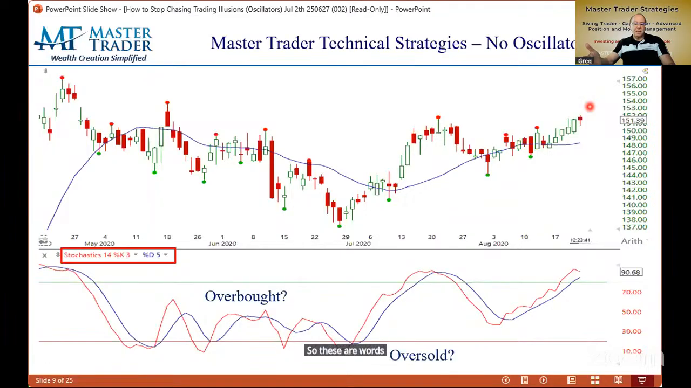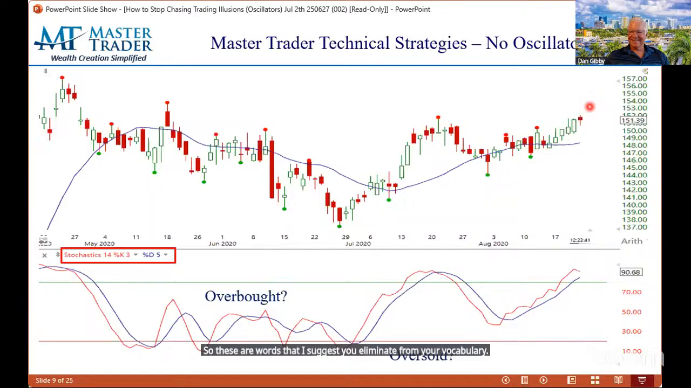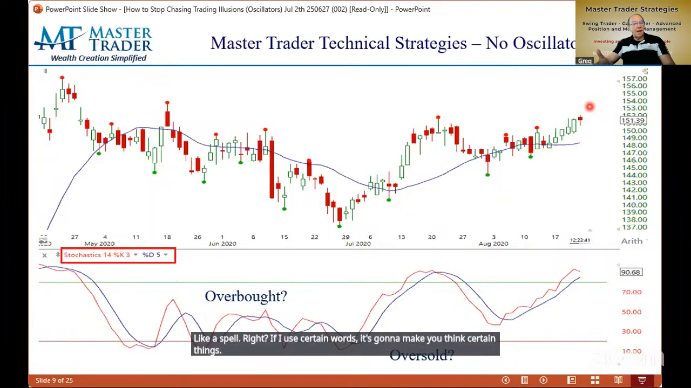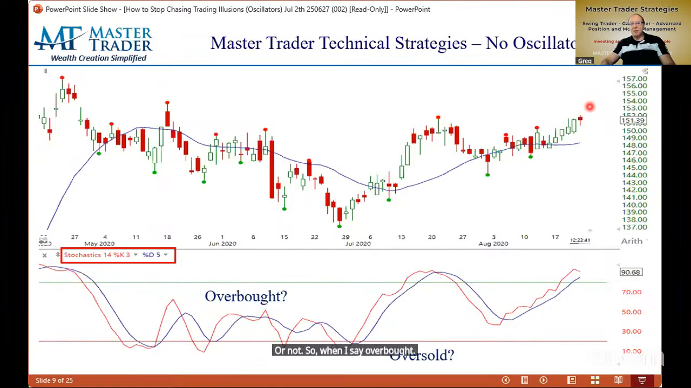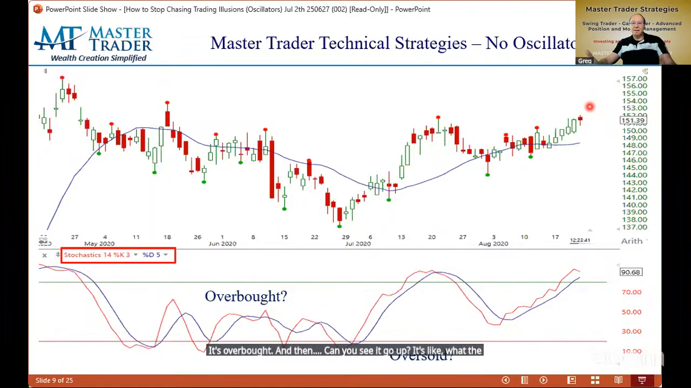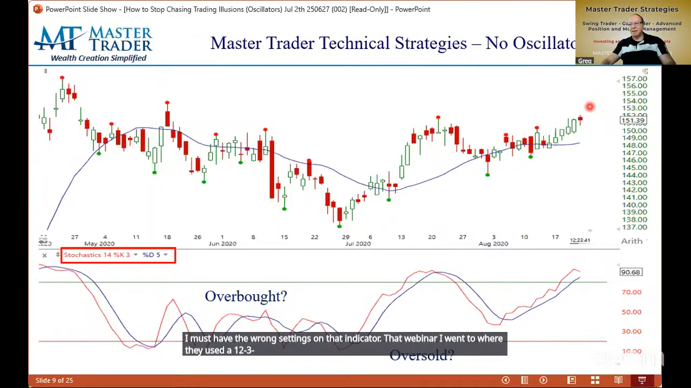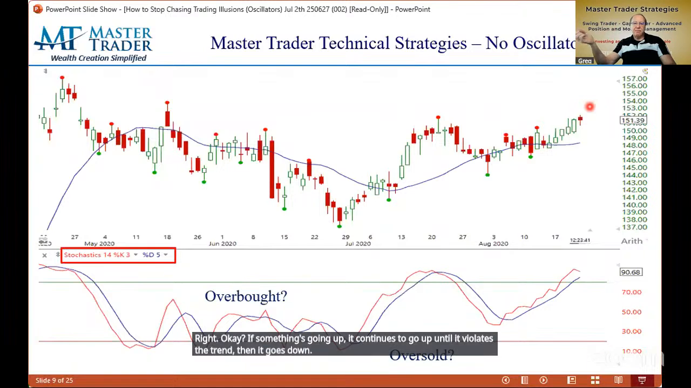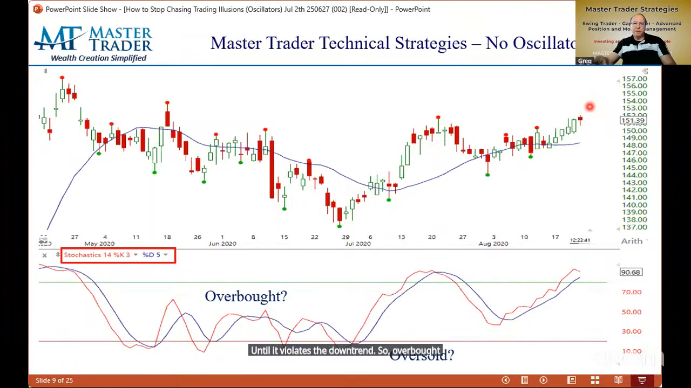So these are words that I suggest you eliminate from your vocabulary. And look, words are like a spell. If I use certain words, it's going to make you think certain things or not. So when I say overbought, most of us are going to think, oh, that can't go up further. It's overbought. And then you see it go up. It's like, what the hell? I must have the wrong settings on that indicator. That webinar I went to where they used a 12-3-5 stochastic, that didn't work. I need to spend money and buy the optimized ones that work. It's bullshit, right? If something's going up, it continues to go up until it violates the trend, and it goes down until it violates the downtrend. So overbought and oversold, remove them from your vocabulary.